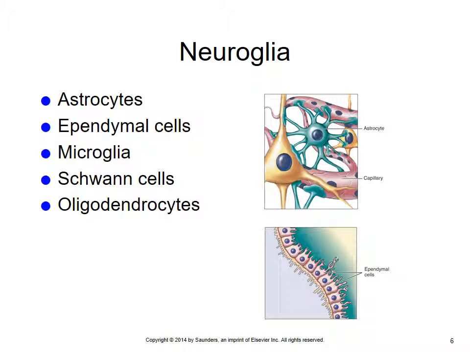Neuroglia. Only two of the five types of glial cells are shown on this particular slide. The astrocytes form what's called the blood-brain barrier, and we'll talk about that as part of the blood-brain barrier topic. The ependymal cells help form cerebrospinal fluid, or CSF. If you take a look at Table 10.1, you'll be able to see the functions of each type of neuroglia, and that's located on page 175 of your text.